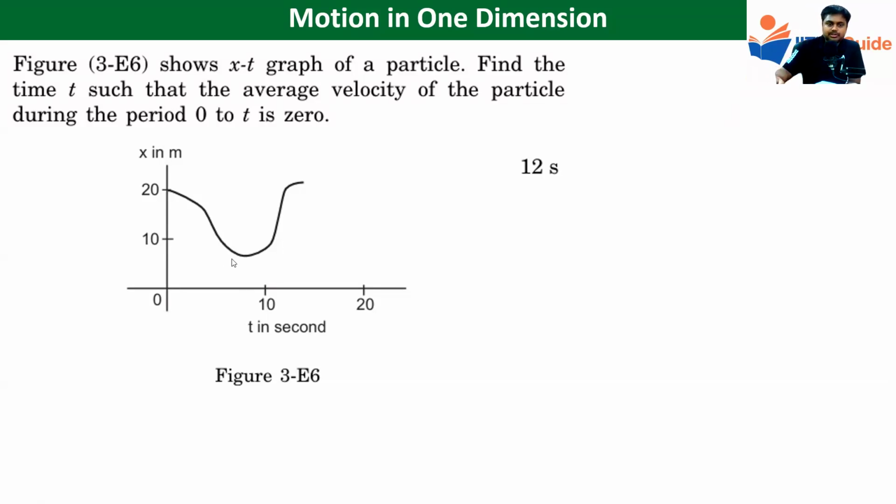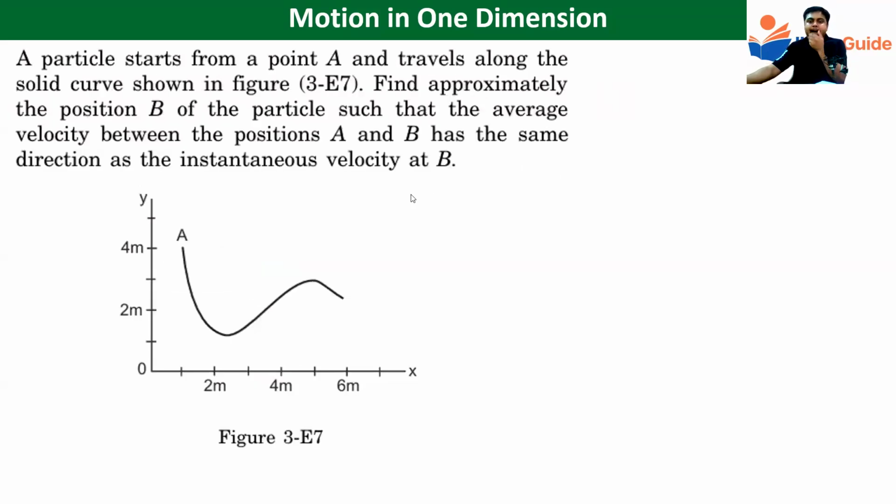dx by dt is 0 somewhere here, like around 9.5 seconds, 9 seconds. But that is instantaneous velocity, not average velocity. If it's clear, please raise it. Solve this.